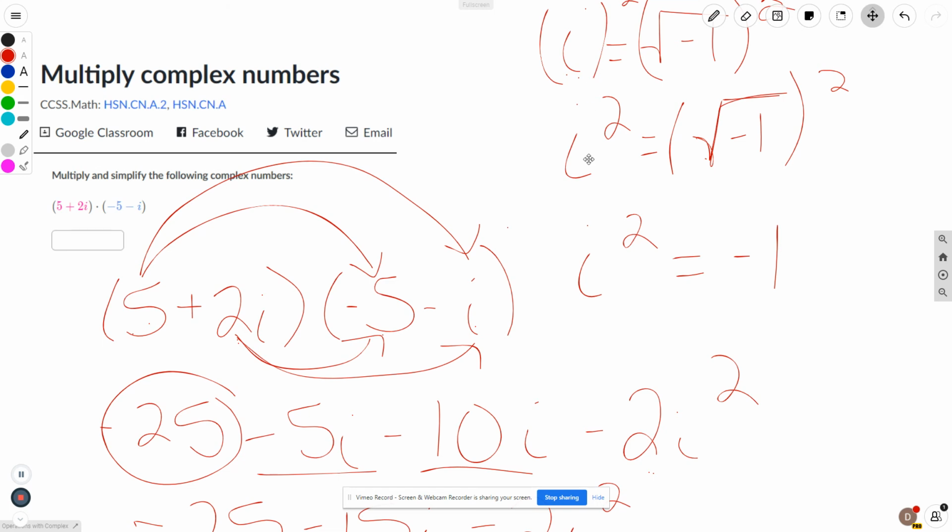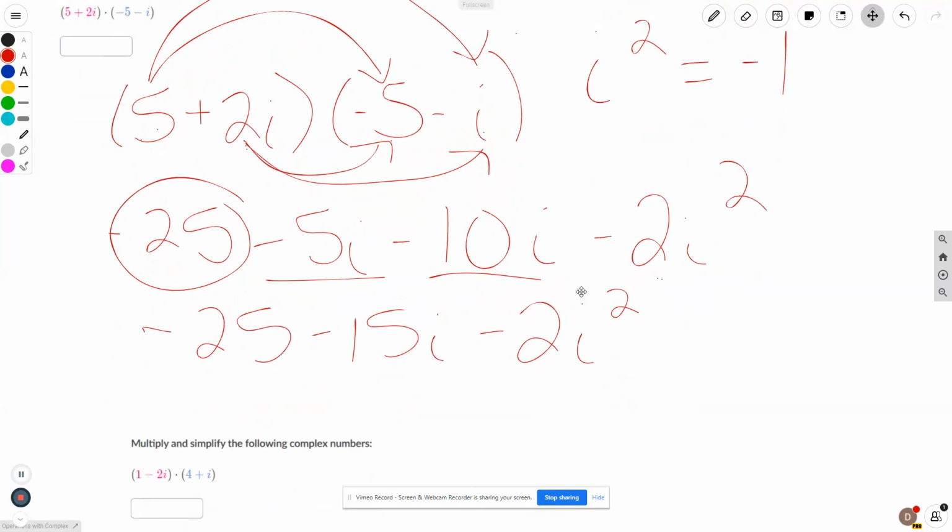So remember what I did up here. I said if I square i, that means I'm squaring the square root of negative 1, which is just negative 1. So this i squared, I can replace with a negative 1. So this i squared is equal to negative 1.